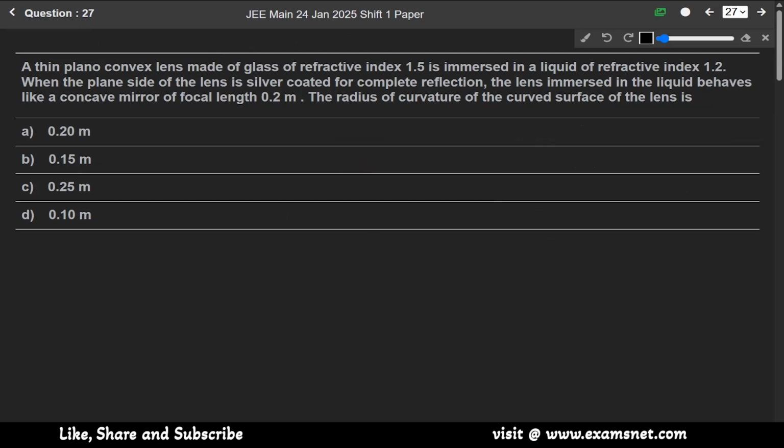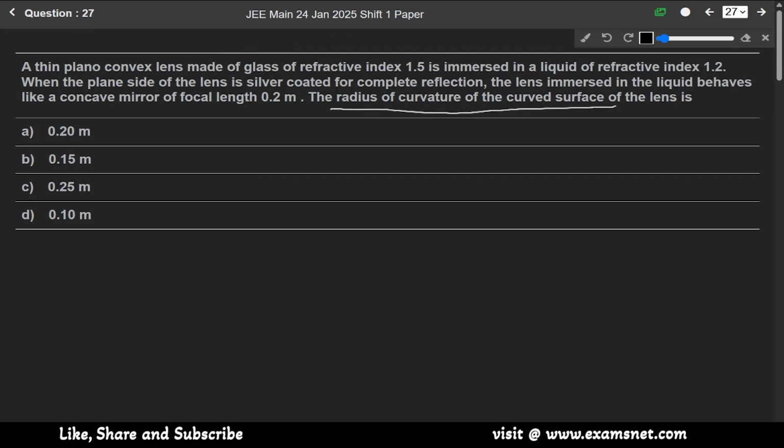A thin plano-convex lens made of glass of refractive index 1.5 is immersed in a liquid of refractive index 1.2. When the plane side of the lens is silver coated for complete reflection, the lens immersed in the liquid behaves like a concave mirror of focal length 0.2 meter. So we have to find the radius of curvature of the curved surface.